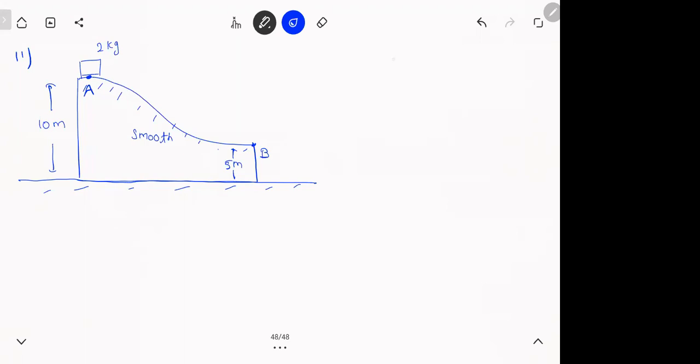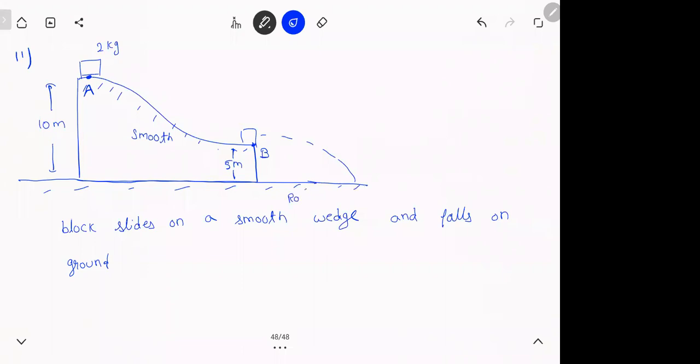So what will happen? The block slides on a smooth wedge and falls off B. The block will come till here and it will fall like this. This here we call the range. So there are two questions: find the speed at B and find the range. When the block goes from A to B, what is the speed? And from there it will fly off the cliff. So what is the range?